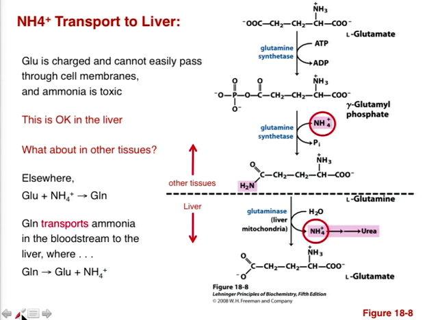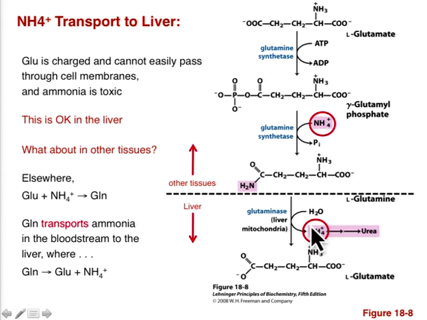and then you see how we're releasing it in the liver, so the glutamine goes into the liver where we can hydrolyze off that ammonia, and then that ammonia can be processed in a type of tissue that has the enzymatic machinery to deal with the ammonia.